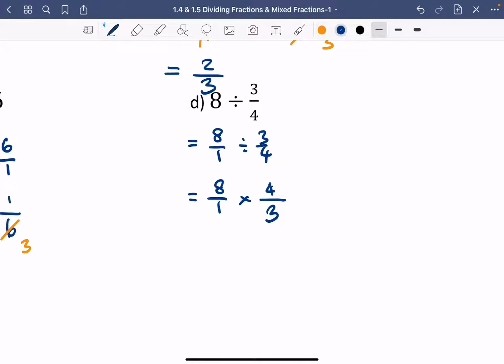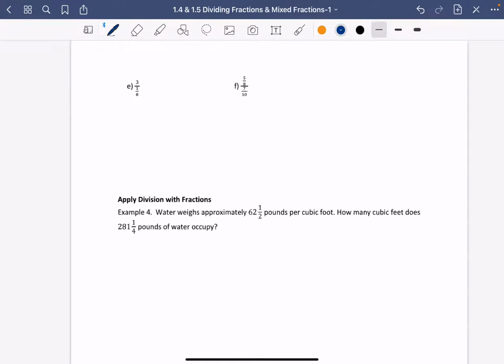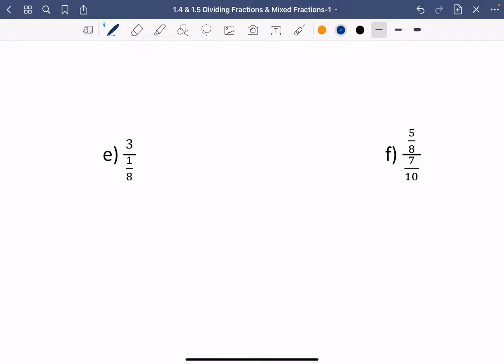Do we have any common factors between the top and the bottom? No, right? So we have to multiply them directly. 8 times 4, 32. 1 times 3, 3. Okay. 2 more questions and then one word problem.